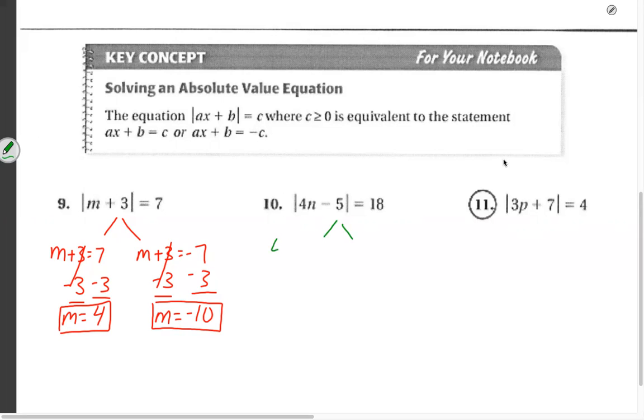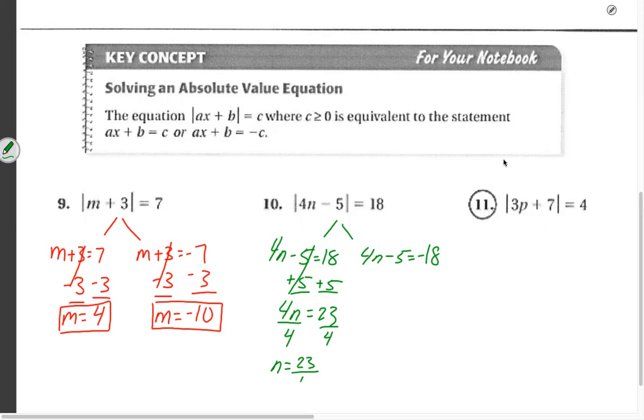Here, there's just a little bit more work. So I'm going to set 4n minus 5 equal to 18, and I have 4n minus 5 equals -18. In order to solve that, I first have to follow my steps to solve, which is SATMAP. So I'm going to get rid of that subtraction first. That gives me 4n equals 23. Then I divide by 4. And yeah, I'm going to get this fraction here. You're likely to get fractions with absolute values.